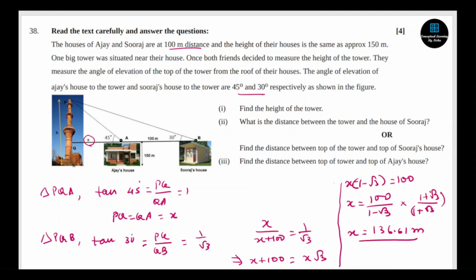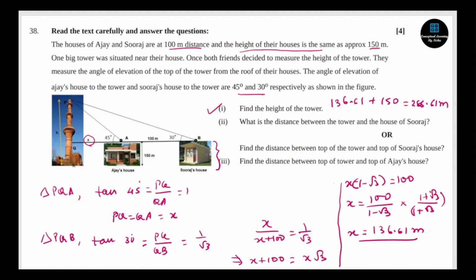So you can say the height of the tower is what? You have to add this height. Okay, the height of their houses is 150 meter. So height of the tower is what? Height of the tower is 136.61 plus 150, correct? So if you add them, you will get 286.61 meter. So the first answer we solved, right?